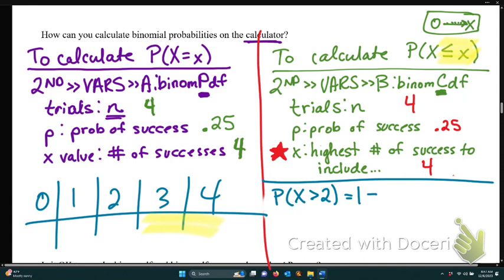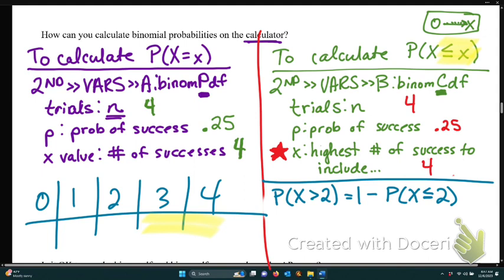So yes, you're on the right track. But tell me in notation, what are you finding here? 1 minus the probability of what? 1 minus the probability of 0, 1, and 2. So that x is less than or equal to 2. Okay? Now, here's the cool thing.